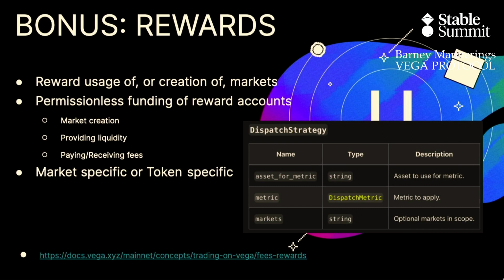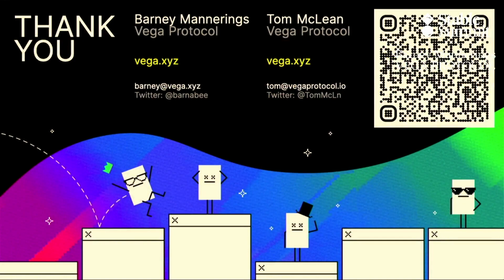So for more information on that, you can jump over to this docs page and have a look there. So with that, that's broadly the talk as it is. Hopefully you're inspired to go create some markets on Vega.